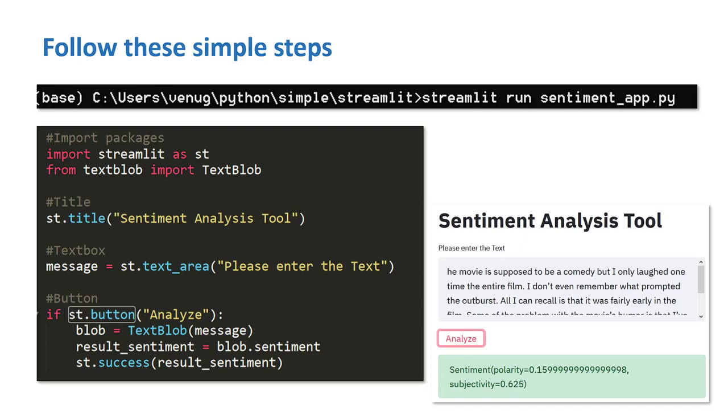Now we have to accept the message from the user. So we are creating another variable named message, from which we are accepting the text from the user. Here you can see we have written "please enter the text". So in the UI the user will see "please enter the text", and below it there is a text box, and the user can enter their text there.